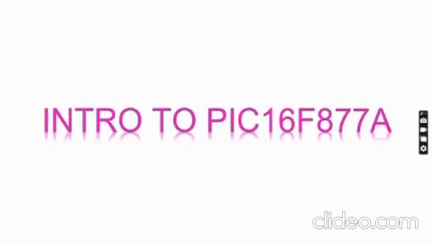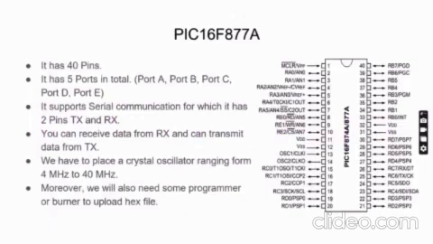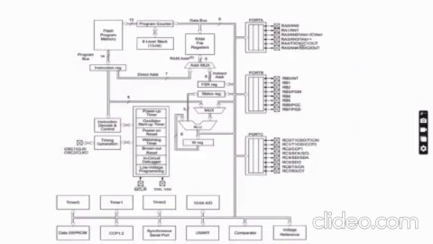After that, let's start with an introduction to the PIC microcontroller. PIC stands for Programmable Interface Controller. It is a type of microcontroller developed by Microchip Technology. PIC microcontrollers are widely used in various applications including robotics, embedded systems and IoT devices. It has 40 pins and a total of 5 ports. It supports serial communication, for which it has 2 pins, TX for transmission and RX for receiving. We also have to place a crystal oscillator ranging from 4 MHz to 40 MHz. This was the block diagram of the PIC microcontroller we are using.